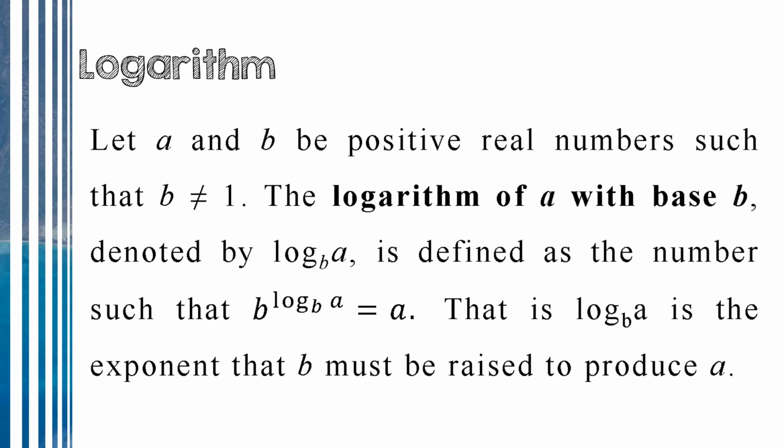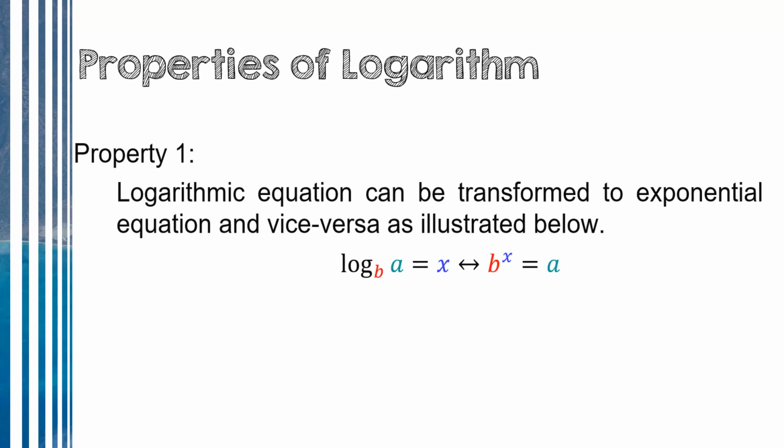The logarithm of a with the base b, denoted by this symbol, should be read as the logarithm of a with base b, and is defined as the number such that b raised to the power of the logarithm of a to the base b is equal to a. That is, the logarithm of a to the base b is the exponent that b must be raised to produce a. Now, let's have some properties of logarithm.